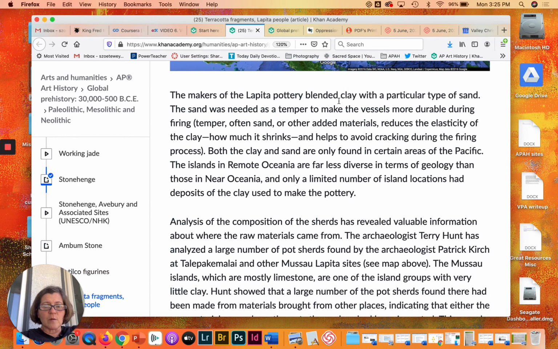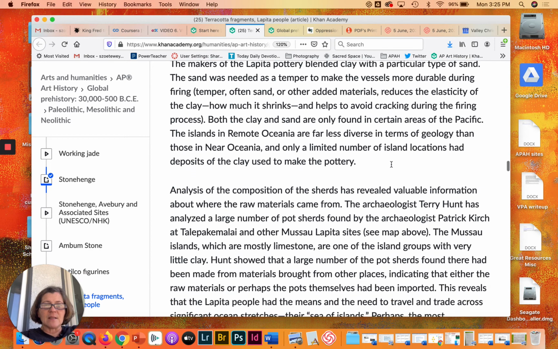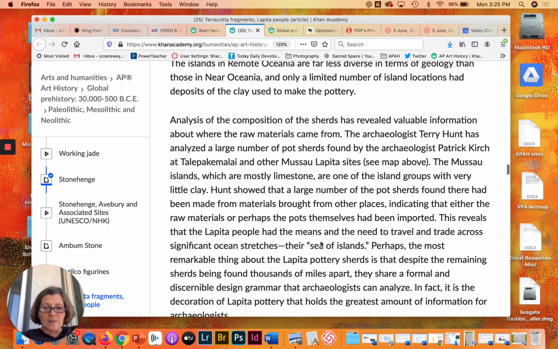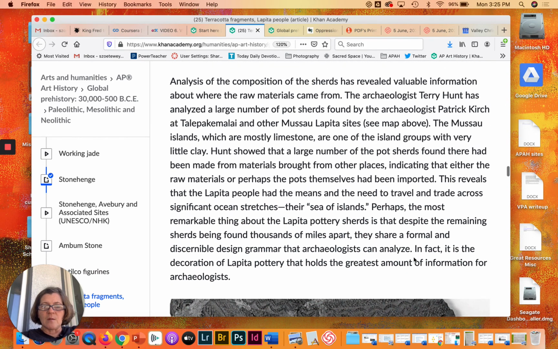Clay is an important part of the materials. They mixed it with a type of sand, and as they started doing their research, the clay and sand are found only in certain areas of the Pacific. Because of that, they know they've found some of these pieces of pottery on islands that don't have the clay. So they know that the Lapita people had the means to travel and trade across significant ocean stretches. So it's a little more information about the Lapita people.